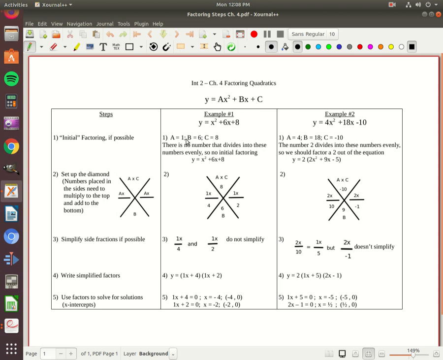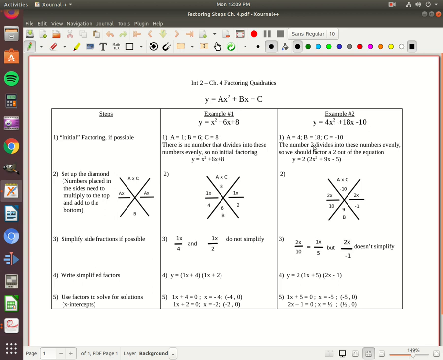You'll notice the a is not 1x squared, the b is not 6x. It is the coefficient or the number out front. And again, if there's no number out front, it's assumed to be a 1. So we're looking for that initial factoring, like the worksheet we just did. Is there a number that goes into 1, 6, and 8? And the answer would be no. 1 would be the smallest number, so we're not going to do anything to this. We're going to leave the problem the exact same.